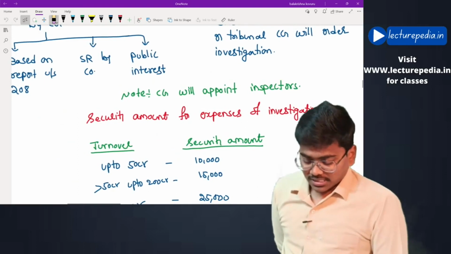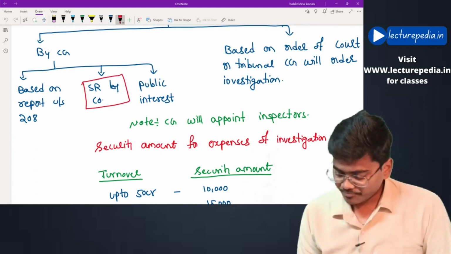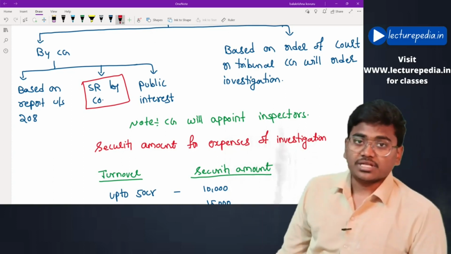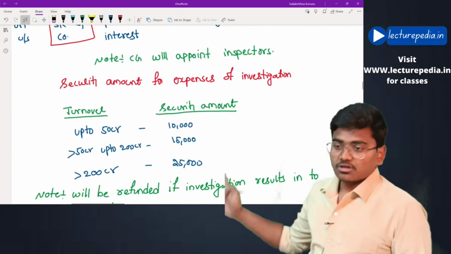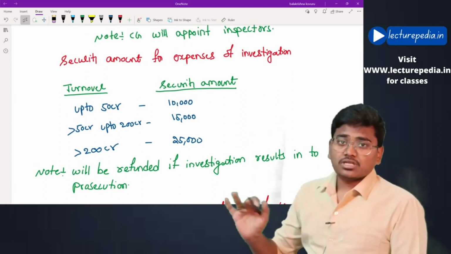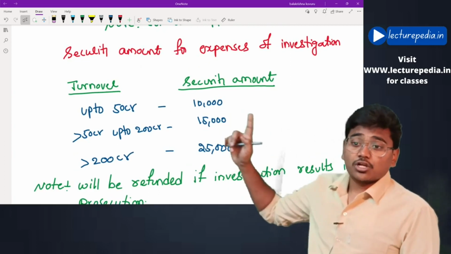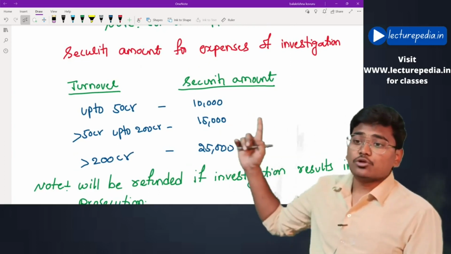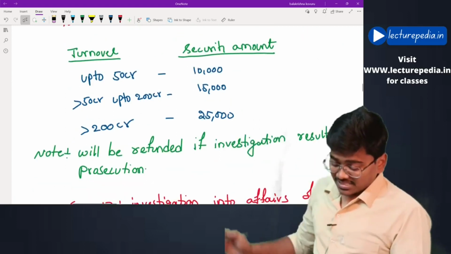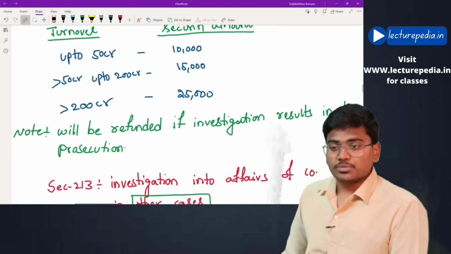Now in the case where the company, by passing a special resolution, approached the central government for conducting investigation into the affairs of the company, a security amount for expenses of investigation must be deposited with the central government. This will vary based on the turnover of the company. If the turnover of the company is up to 50 crores, then the security amount will be 10,000. If turnover is more than 50 crores up to 200 crores, then the security amount will be 15,000. If turnover is more than 200 crores, then the security amount will be 25,000. This security amount will be refunded in case the investigation results in prosecution. Hope this is clear.